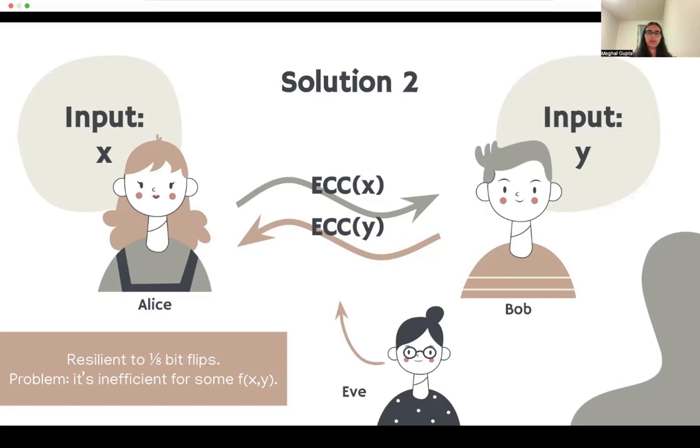The problem with this protocol, so it does work, is that it's very inefficient. So it doesn't satisfy that second property we said earlier, that we want only linear blow up in communication compared to the shortest protocol computing f of X comma Y in a noiseless setting.